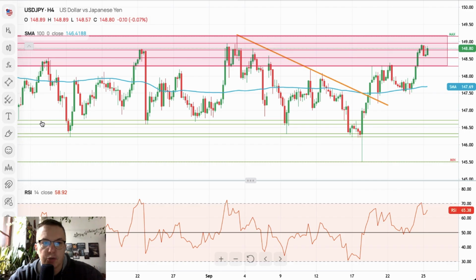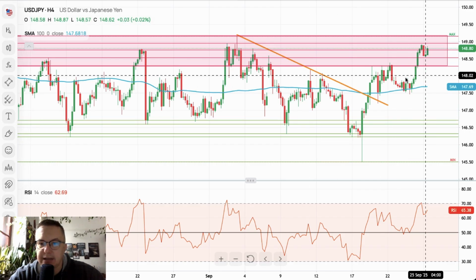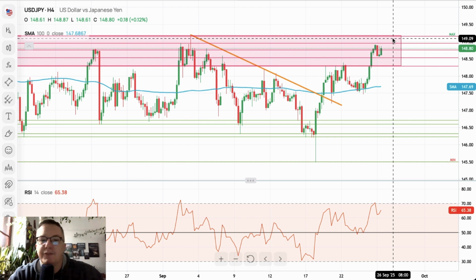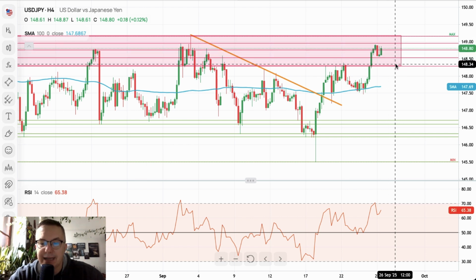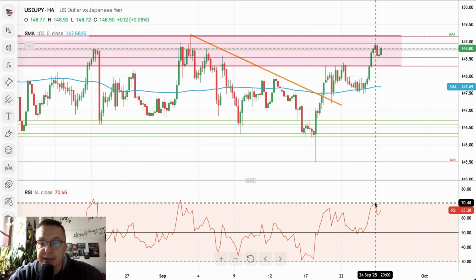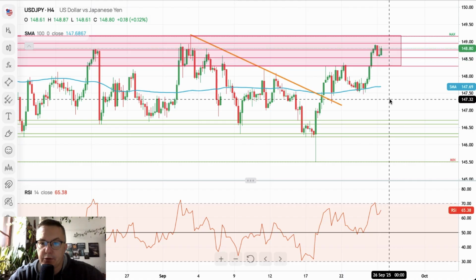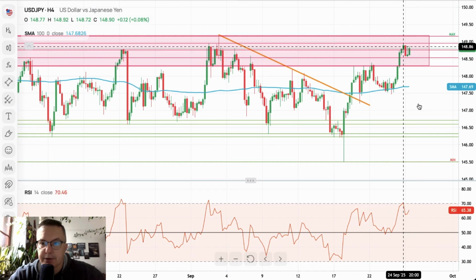So now US dollar, Japanese yen inside of the supply zone. Finally they are penetrating this zone yet again. Nevertheless, they hit the extremely overbought conditions already with the high at 148.92, and now it's time for a pullback. So the upper range is being penetrated.